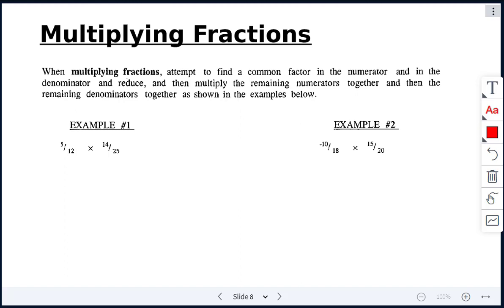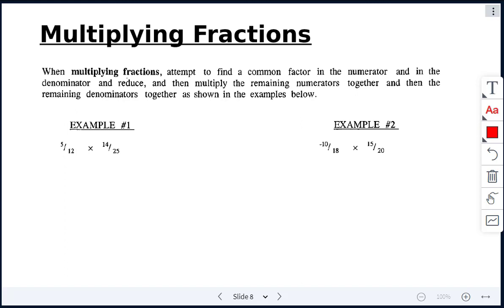All right, today's lesson we are looking at multiplying fractions, and we'll also look at dividing fractions. So what you'll notice with these two operations is we do not need to find a common denominator. So common denominators are only for adding and subtracting fractions.